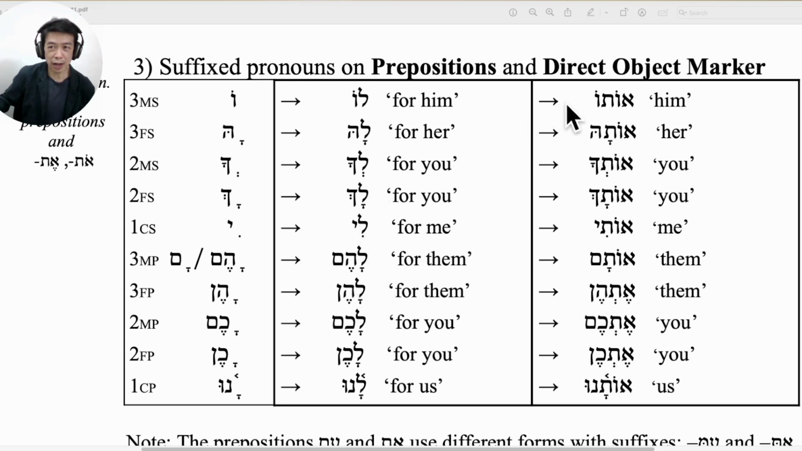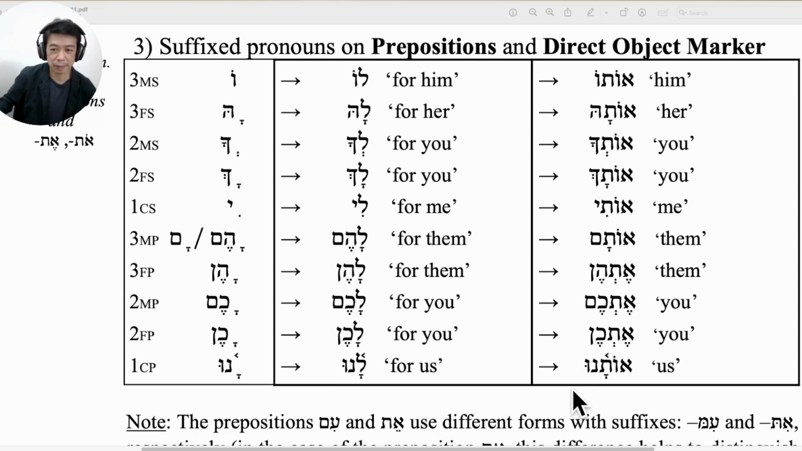And we can also attach the suffix pronouns and the object marker to form, for instance, him, her, you, me, them, you, us. So it becomes very efficient as a language in Biblical Hebrew to express meanings.